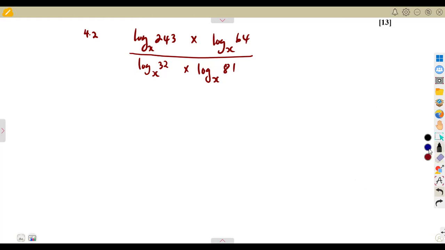But in order for us to have this simplification, try to use numbers in simplest form. 243, 64, 32, try to write these numbers in simplest form, that is as prime numbers. Prime numbers, we are talking about 2, exactly divisible by 1 and itself, 3, 5, 7, and so on. So these are the prime numbers that you try to work with.